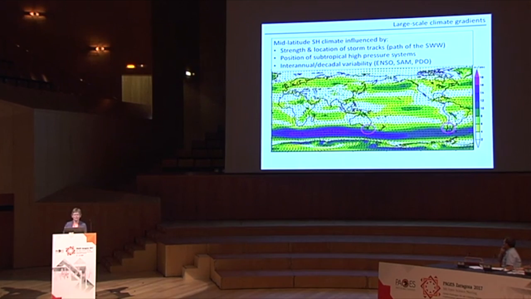The two regions that we're looking at are Tasmania and northern Patagonia, and as you can see, they're in the area influenced strongly by the westerlies, but also by the strength and position of the subtropical high.